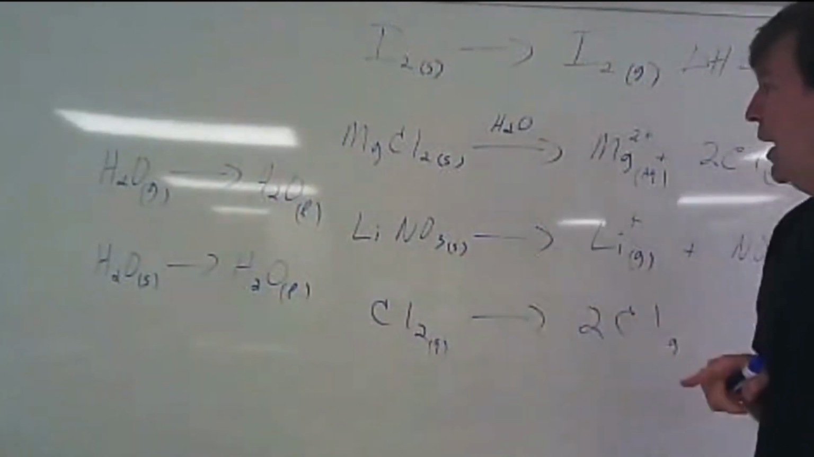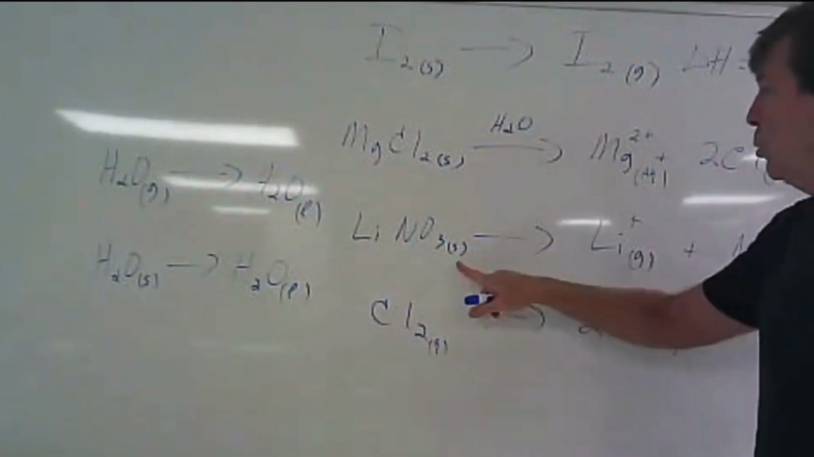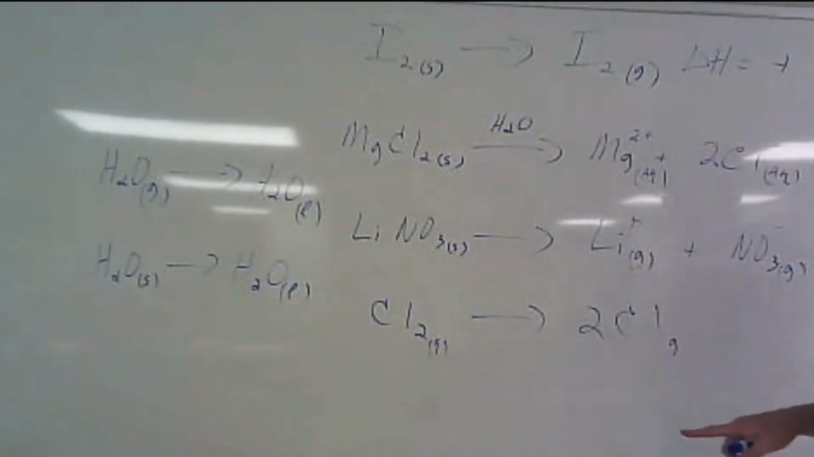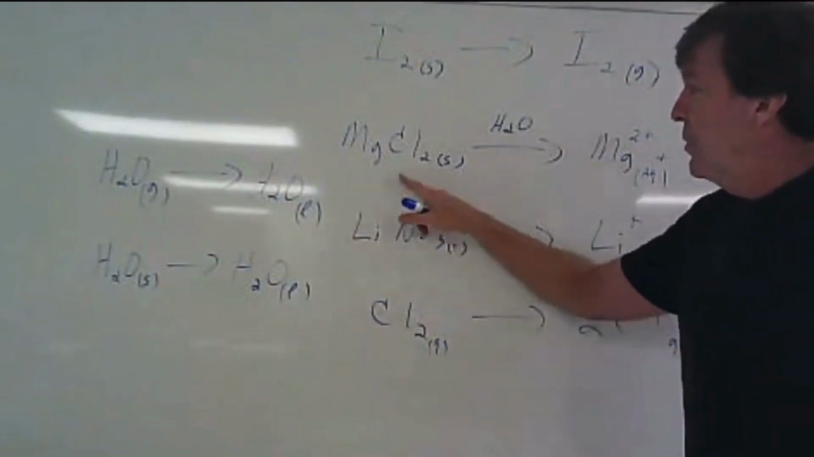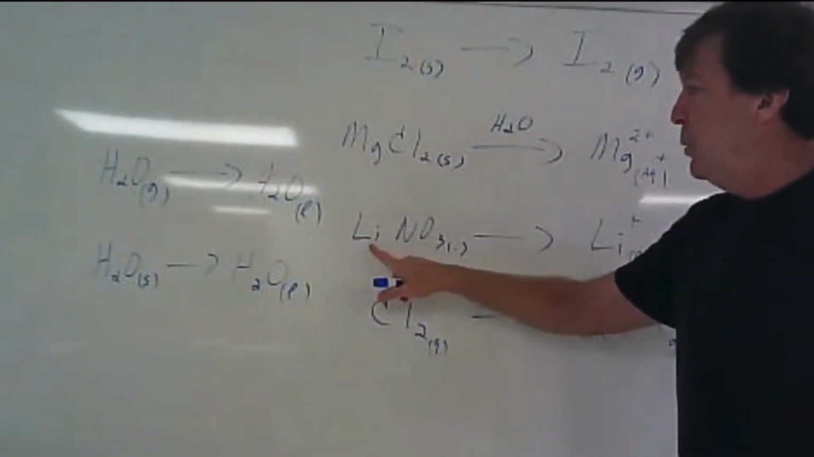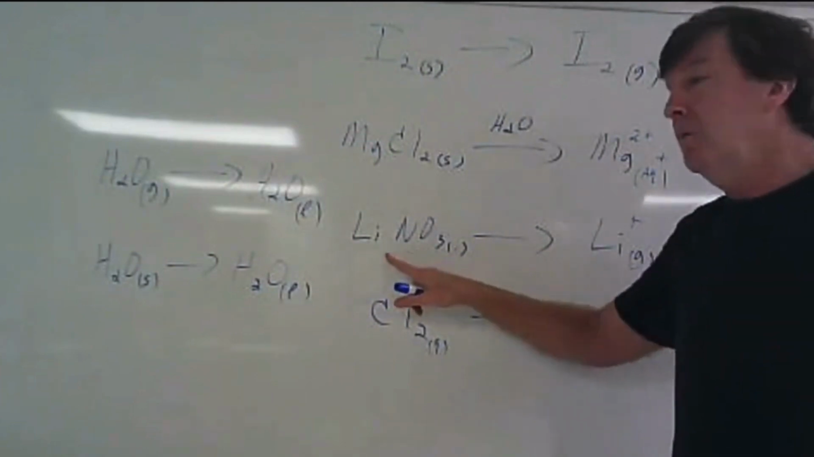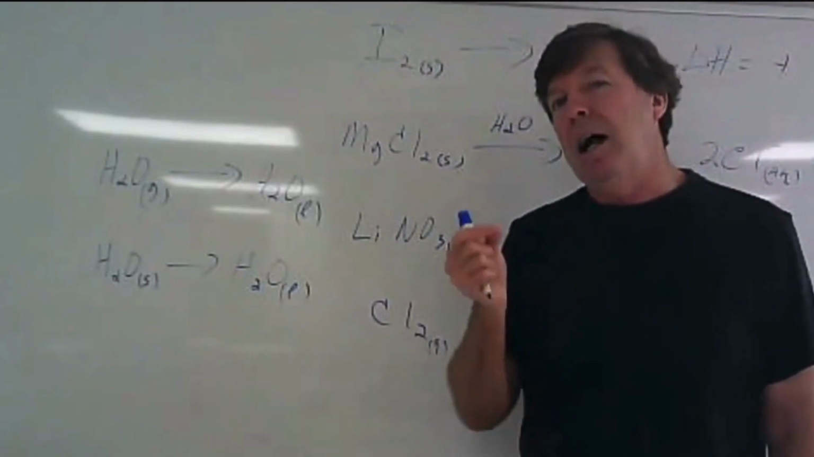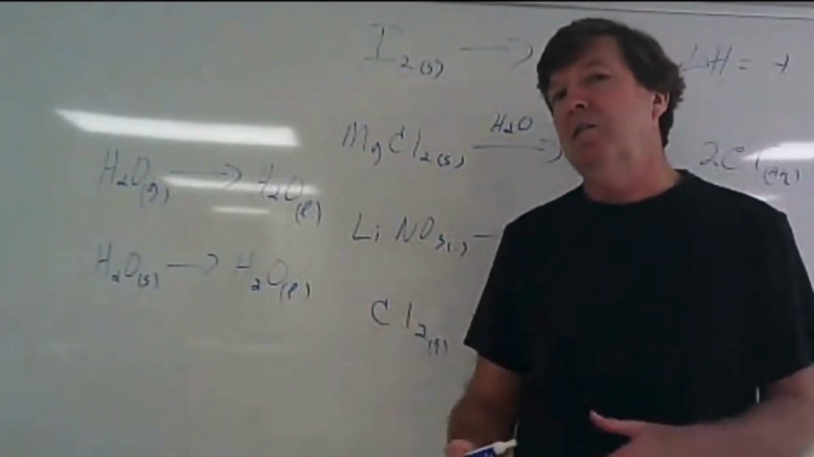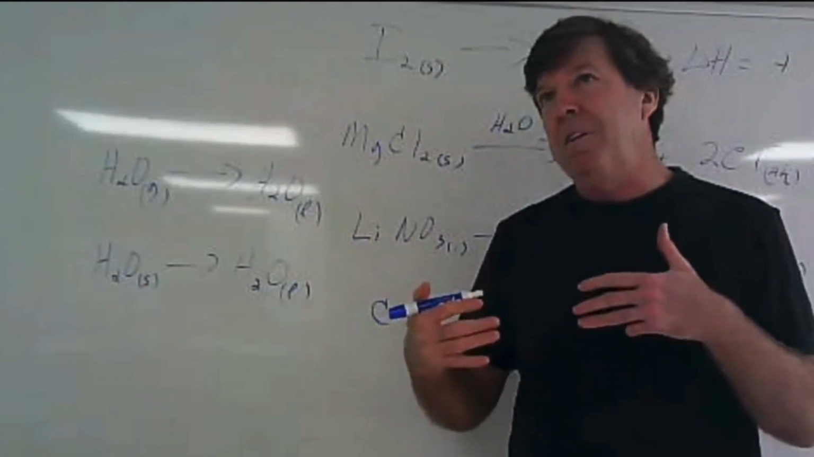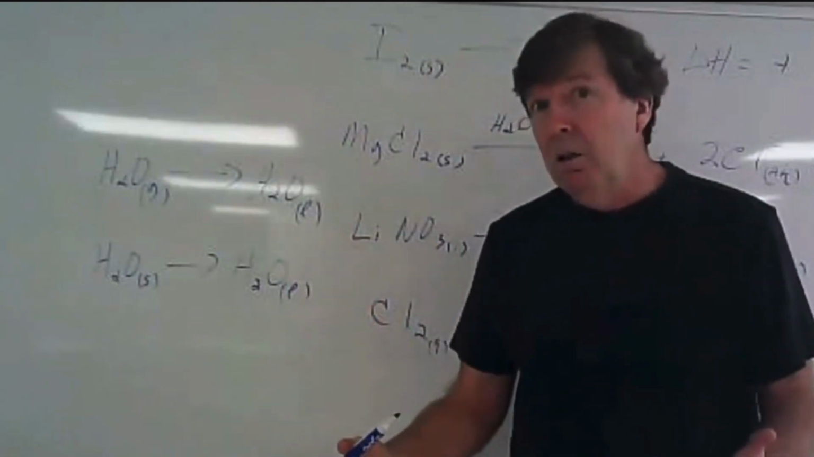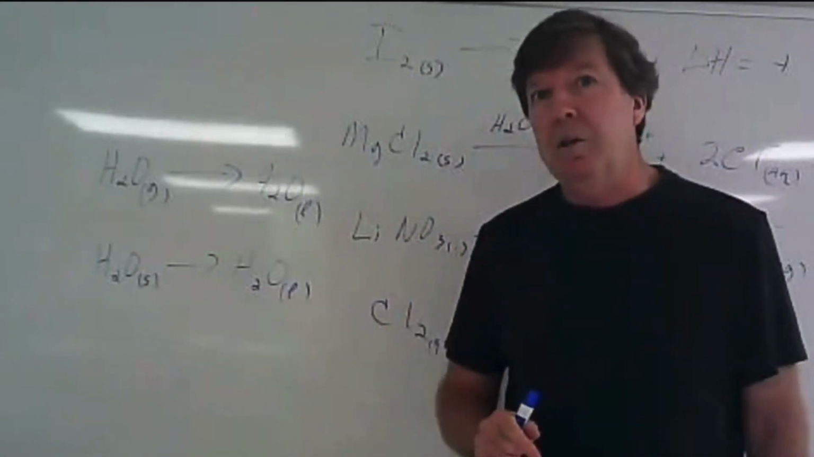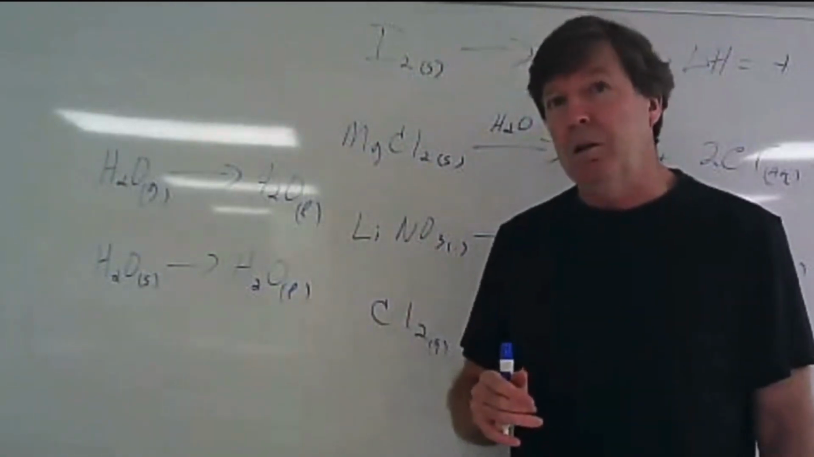Let's see what we have here. Lithium nitrate solid. Notice we're going from solid to a gas here. These are very much attracted to each other. The nitrate's negative, the lithium is positive. You have a solid ionic compound, a crystalline solid. It's going to have a very high melting point, which tells you it takes a lot of energy to separate those negatives and positives from each other.